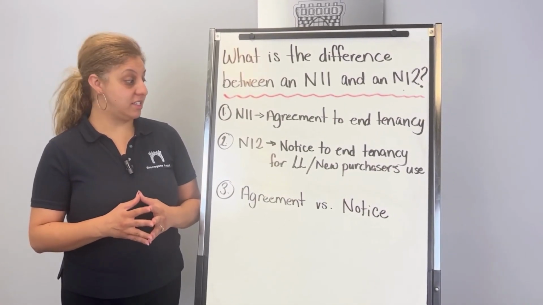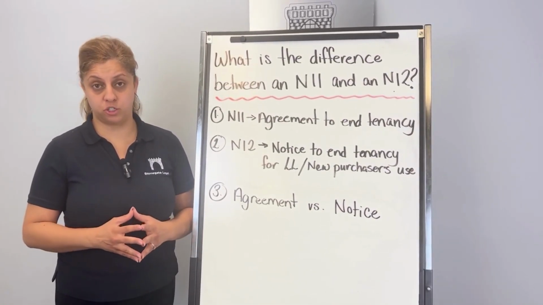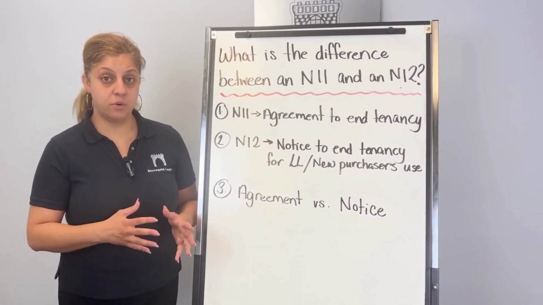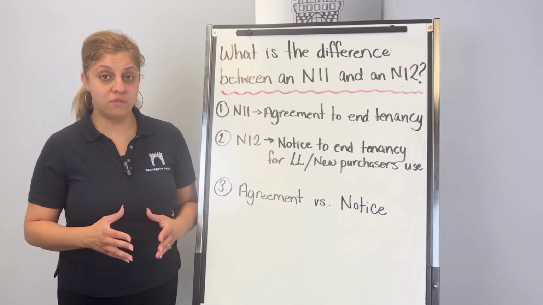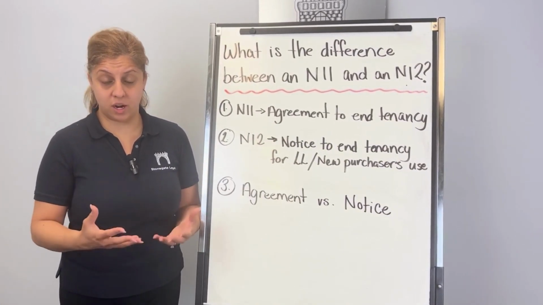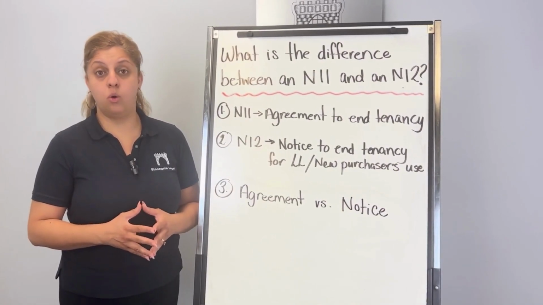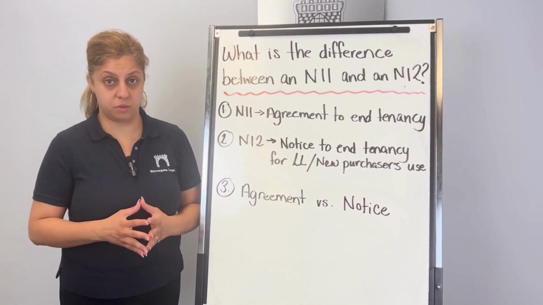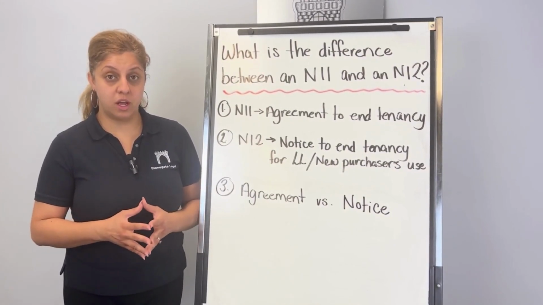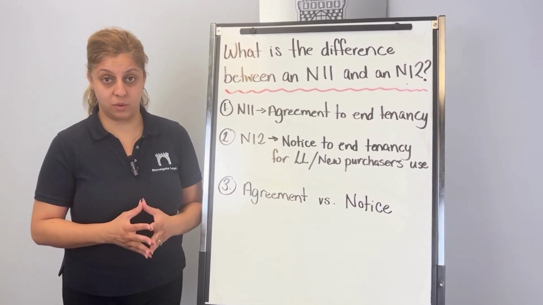And the N12 is a 60-day notice to end the tenancy for the landlord or new purchaser's own use. This notice is usually provided from the landlord to the tenant, notifying the tenant that the landlord requires to end the tenancy because they would like possession of the property, or they have sold the property and the new purchaser requires possession of the property. The N12, unlike the N11, has certain requirements and consequences.